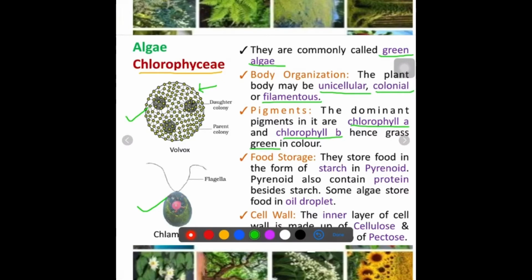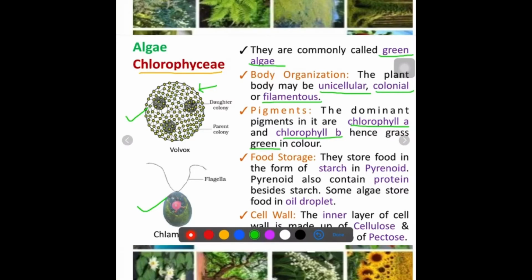So volvox and the chlamydomonas, they are the examples of a chlorophyceae. So in short, chlorophyceae are the green algae. It contains a pigment called chlorophyll A and chlorophyll B. And that's why they are grass green in color. Their body organization is either unicellular or colonial or filamentous form.